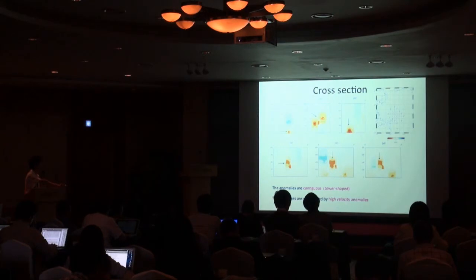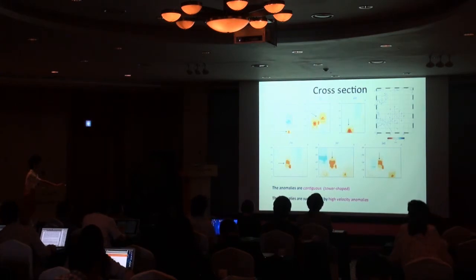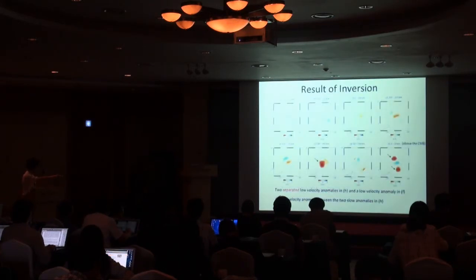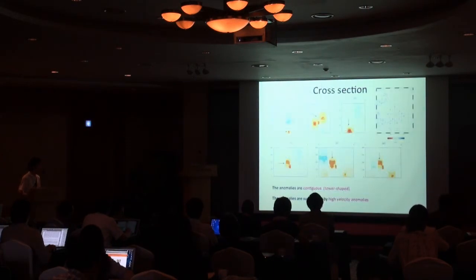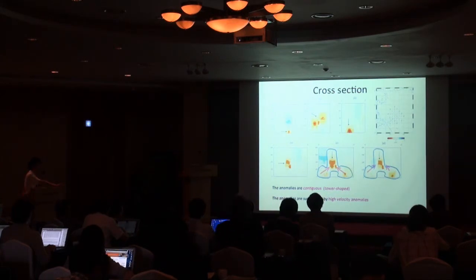In order to look in detail, I will show a cross section. These are those two low shear velocity anomalies, and this floating low velocity is this one. We can see these anomalies are contiguous, and the shape is a tower. So we think these anomalies are tower shaped and surrounded by slightly high velocity anomalies.